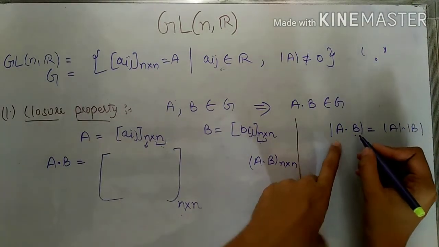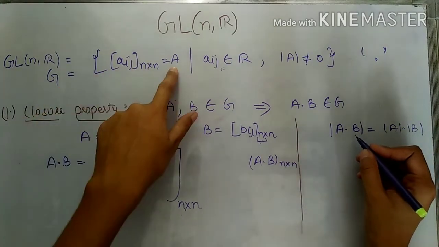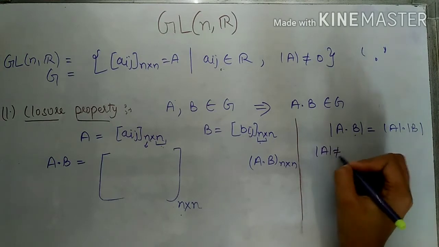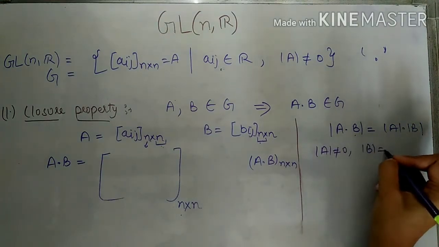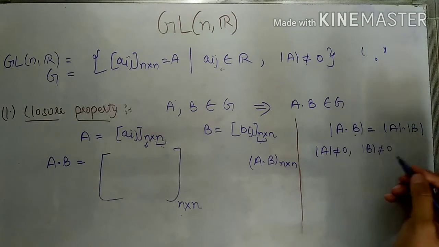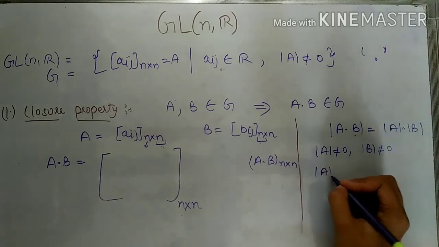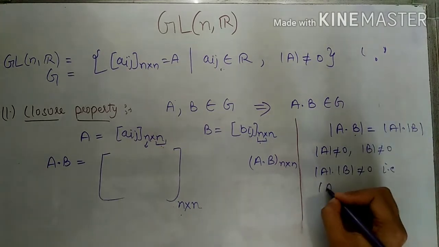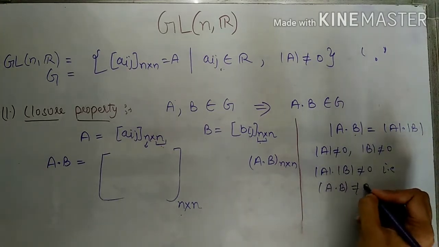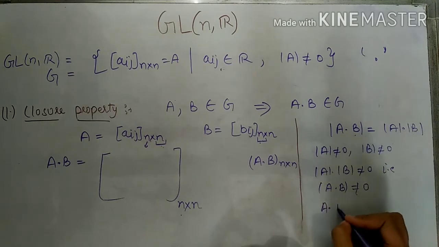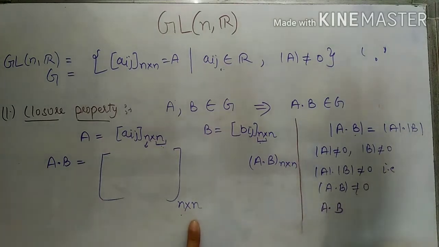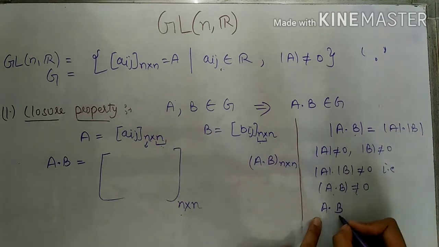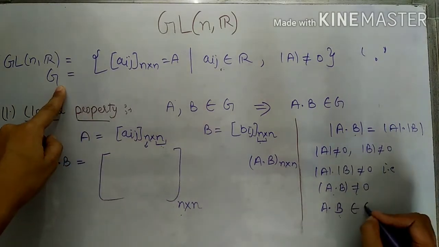And we know A and B are both matrices from G, so the determinant of A is not equal to 0 and the determinant of B is also not equal to 0. So what we get from here is that the determinant of A into the determinant of B is not equal to 0, that is, the determinant of A into B is not equal to 0. So we get a matrix A into B of order n by n such that its determinant is not equal to 0. So A dot B belongs to the set G.